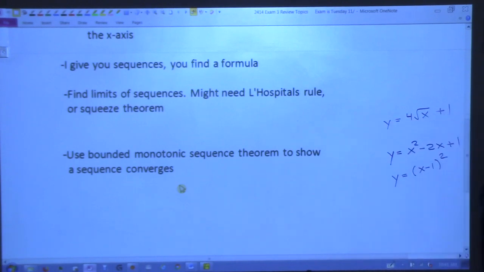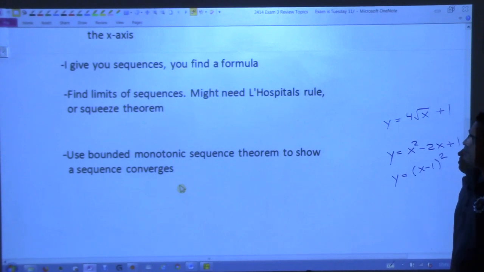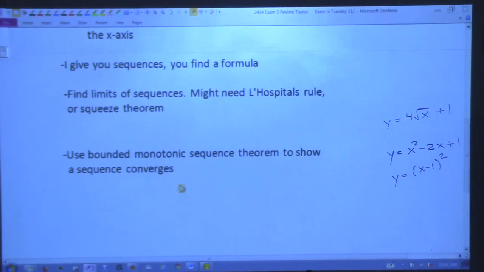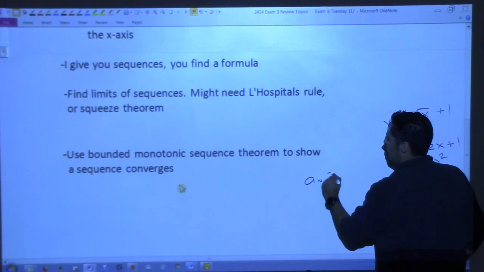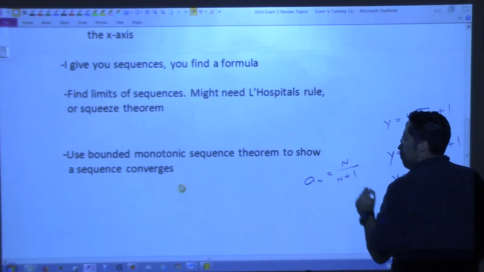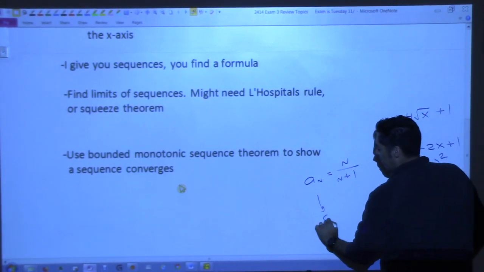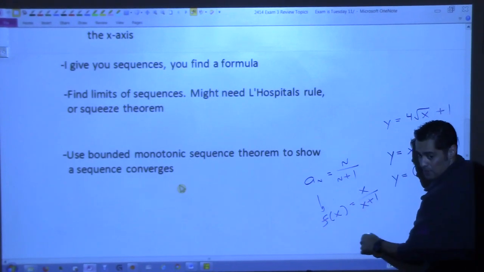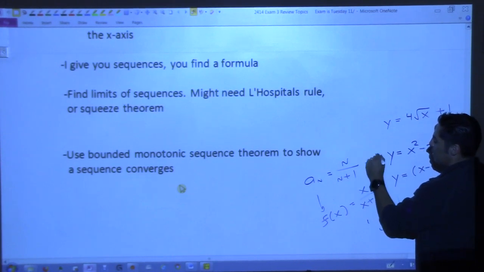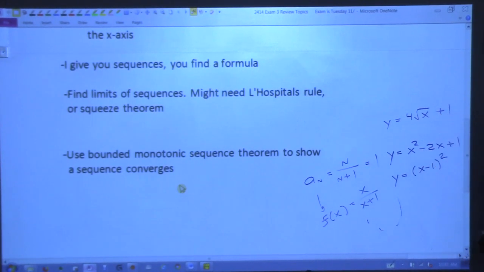Wait, I'm sorry, what did you just say? You might need the squeeze theorem. No, like, you can't do L'Hopital if it's like a y? No, you have to make it a function of x. So if I give you, on this test, the sequence n over n plus 1 and I ask you what its limit is, you have to first say, okay, I'm going to look at this as a function of x, and then I'm going to use L'Hopital, and then get that answer, and then you can say this is 1. Okay? So I want you to know that we're switching out.